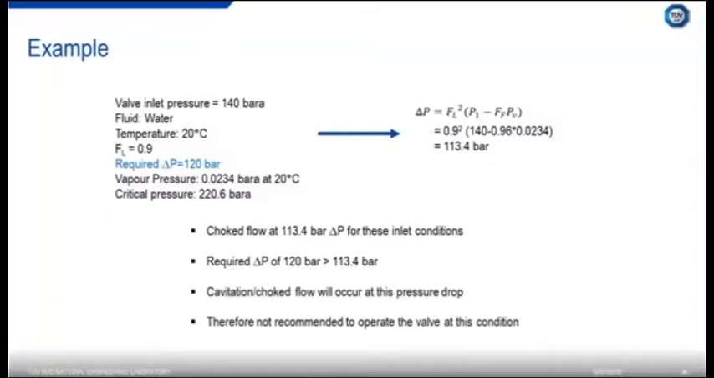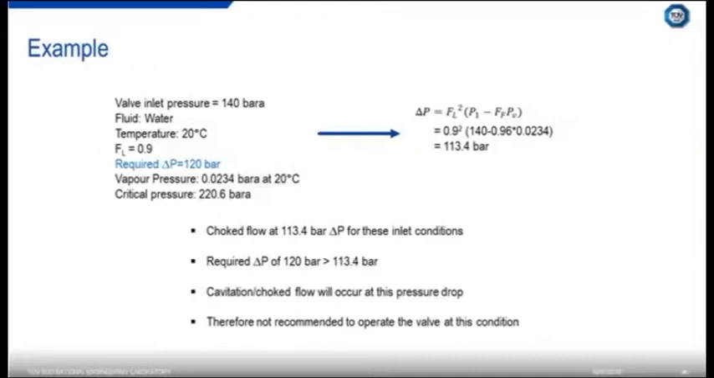So you've got a valve within your process, and you've got an inlet pressure to the valve of 140 bar. Your fluid is water at a temperature of 20 degrees, and the FL number for your valve is 0.9, which you've either determined from literature or through experimental testing. You require for your process a differential pressure, or a pressure drop, of 120 bar. What you need to know is, if you operate the valve at this condition, is there going to be choked flow, is there going to be cavitating flow?